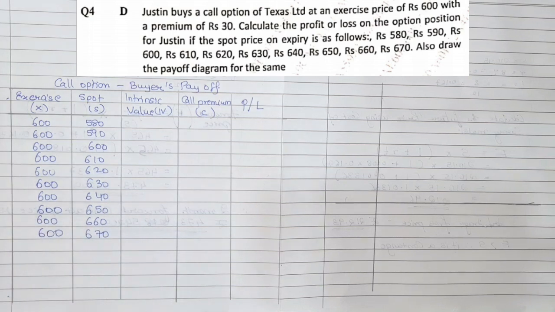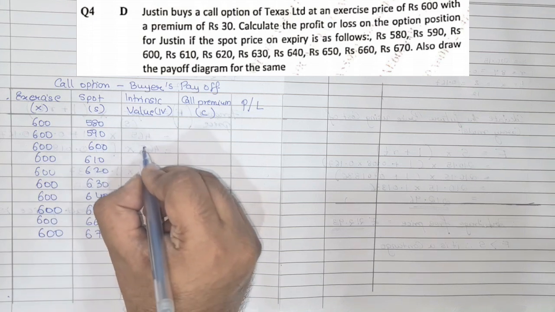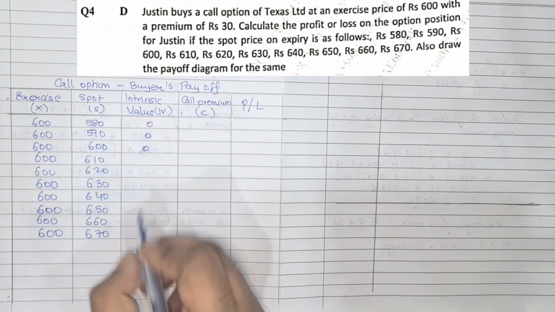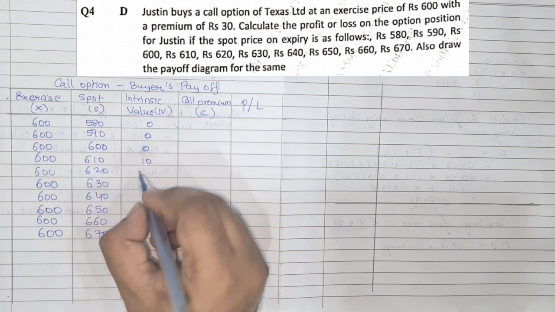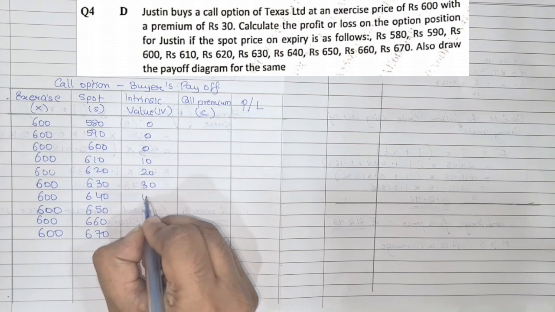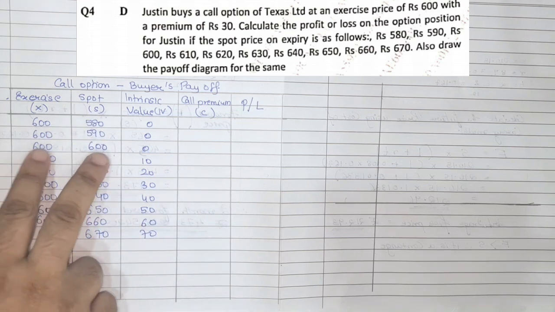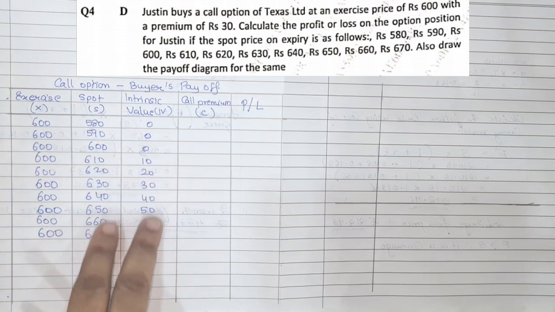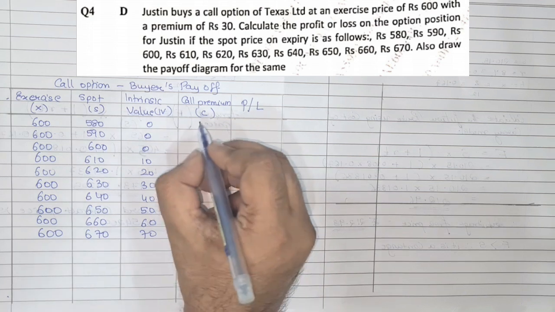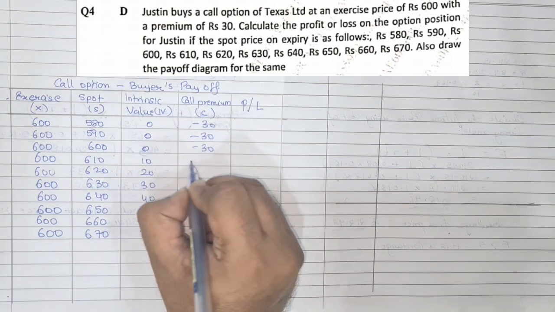Now the rule to find intrinsic value when there is a call option of buy. Up to the point where your exercise and spot both are equal, before that, all the values will be zero. After that, there will be a profit. So 610 minus 600 is 10. Then 20, 30, 40, 50, 60 and 70. The difference before, once they are equal, up to that point is zero, and after that, once the spot is more, you will be having a positive intrinsic value. Call premium you're buying, so it will be negative 30. So in each case it's negative 30.